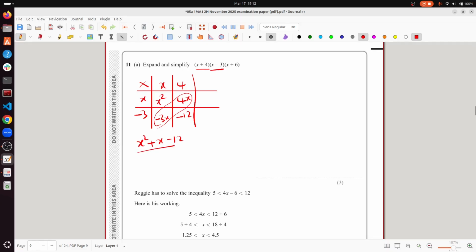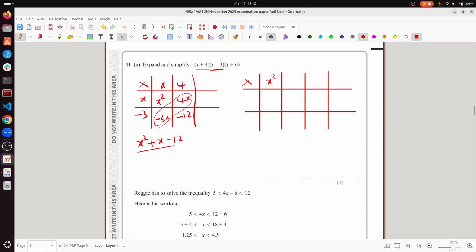I'm going to multiply this now with the next brackets. So I am going to draw one that can accommodate 3 terms now. I have my x squared there, my x and my minus 12, and then I'm going to use my x and my 6. Multiplying out now, let me use a black pen. I have x cubed, x squared, and minus 12x. I have 6x squared, 6x, and minus 72.